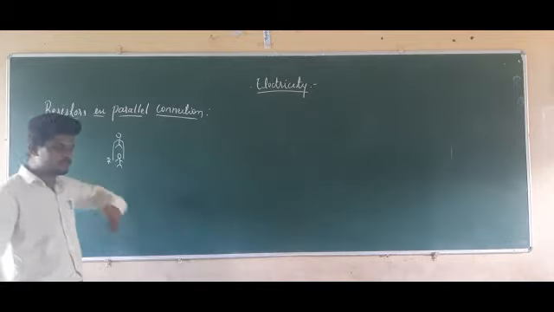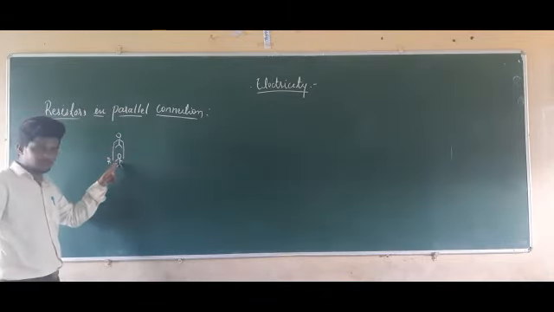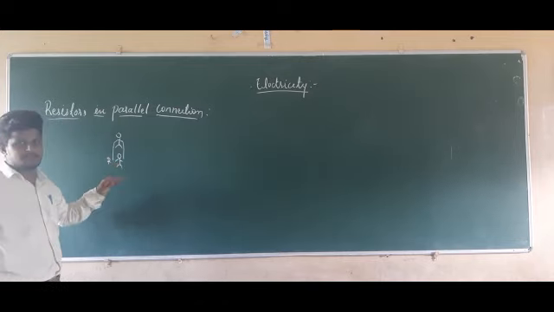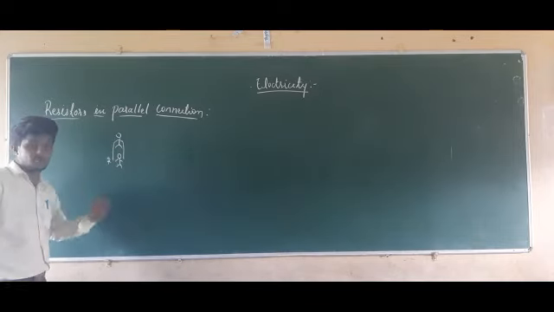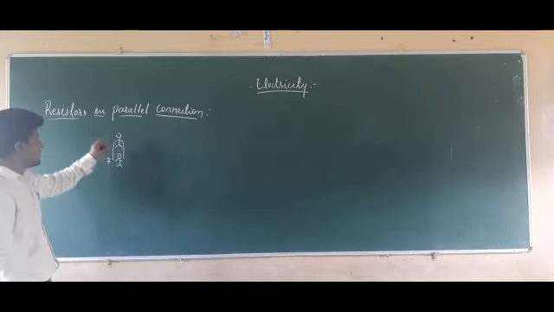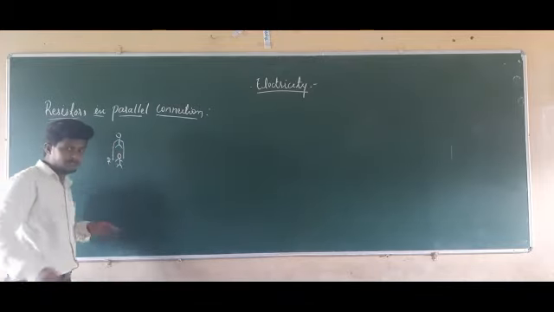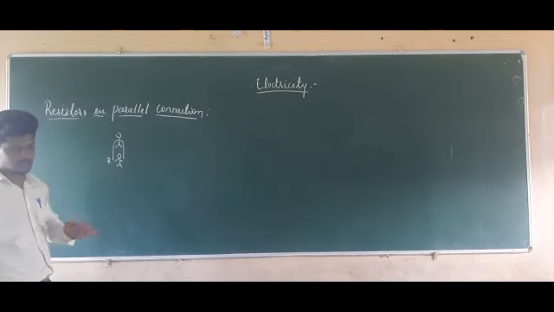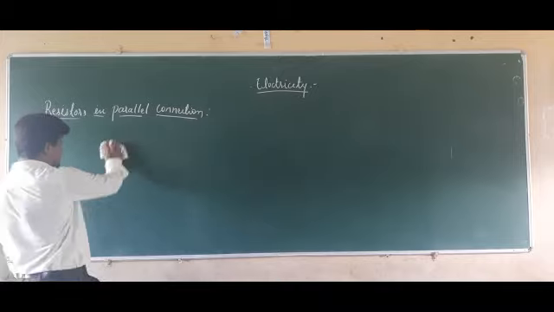But in series connection, the left hand of the first person is connected to the right hand of the second person. The left hand of the second person is connected to the right hand of the third person, and so on. That is known as series connection. If we take the parallel connection here, the right hand should be connected to the right hand of the second person and the left hand should be connected to the left hand of the second person. Then we can say that it is a parallel connection.